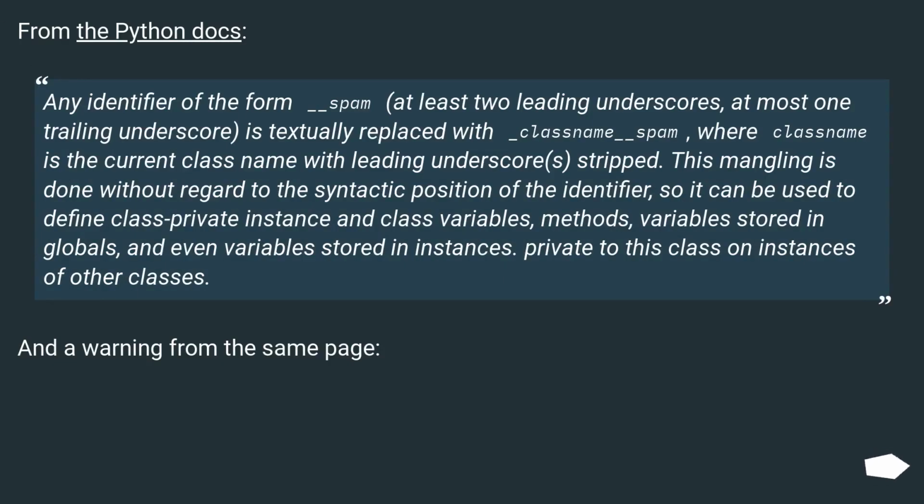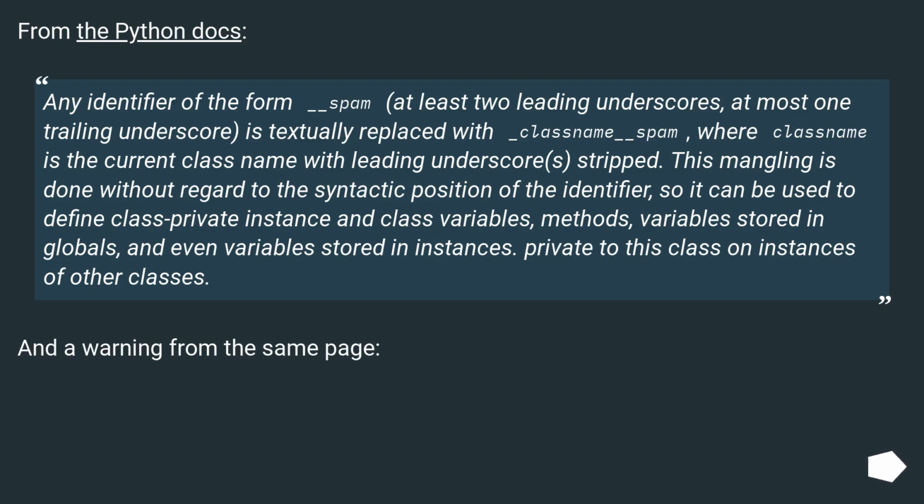From the Python docs: Any identifier of the form __spam, at least two leading underscores, at most one trailing underscore, is textually replaced with _classname__spam, where classname is the current class name with leading underscores stripped. This mangling is done without regard to the syntactic position of the identifier, so it can be used to define class-private instance and class variables, methods, variables stored in globals, and even variables stored in instances private to this class on instances of other classes.